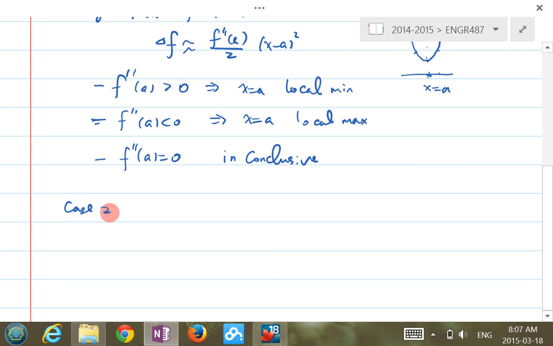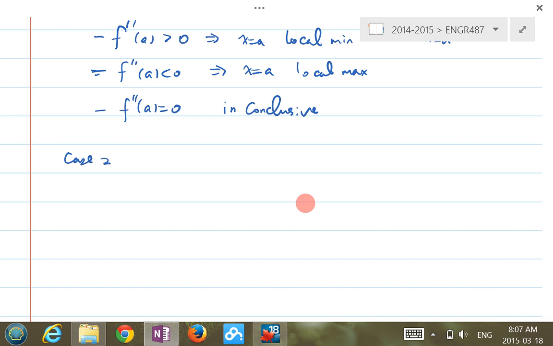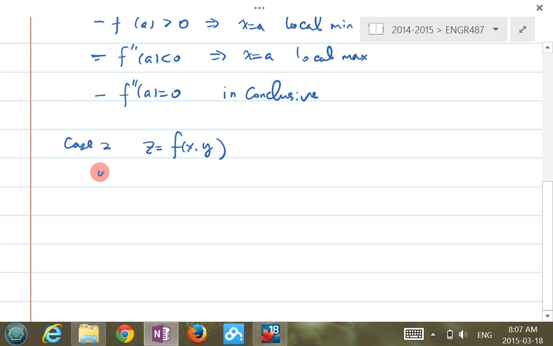Then we can take a look at the second one here, the multivariable case, and we'll use this as a typical example for our next topic, the Lagrange multiplier. So let's say I have a function of two variables, and the objective is to find the local min or max, the extreme value of this function.